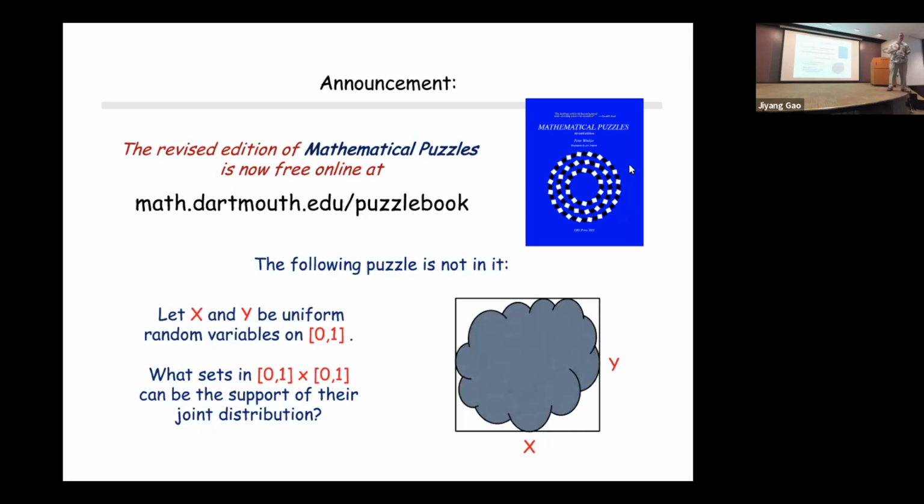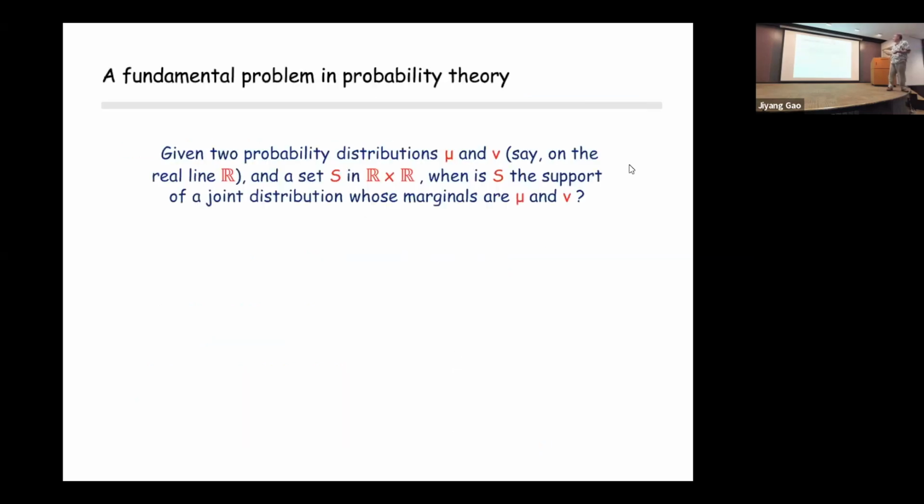Okay. So let me restate that in even more general fashion. I think this is a fundamental problem in probability theory. We're given distributions mu and nu. That looks like a V, doesn't it? It's a nu in this type. Say on the real line. And when is that the support of a joint distribution whose marginals are mu and nu?